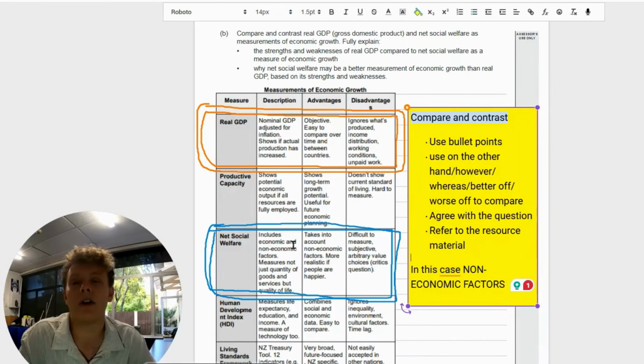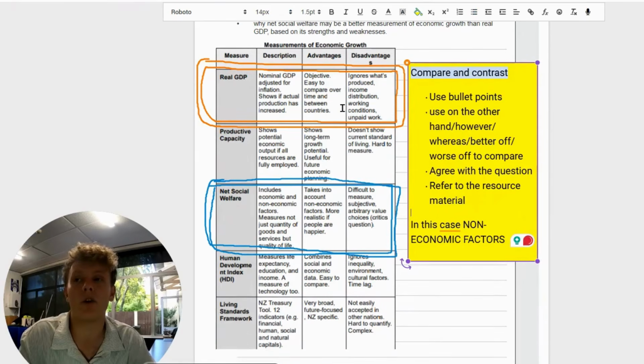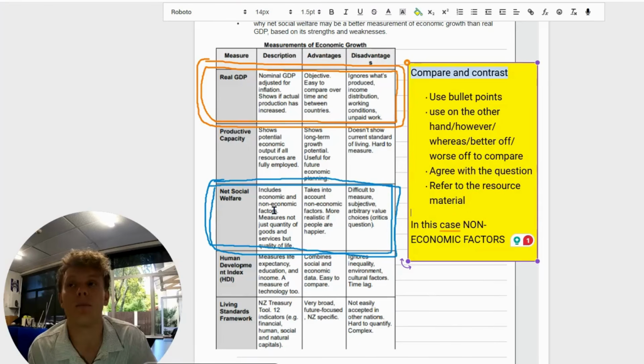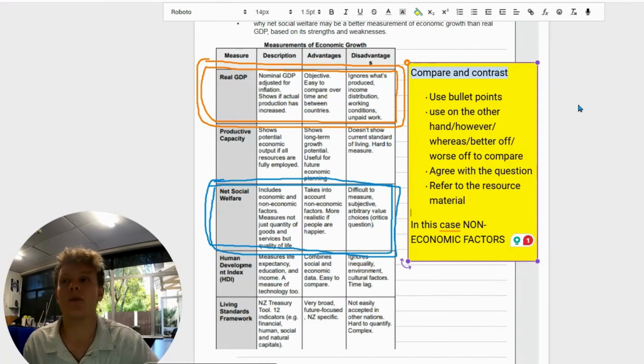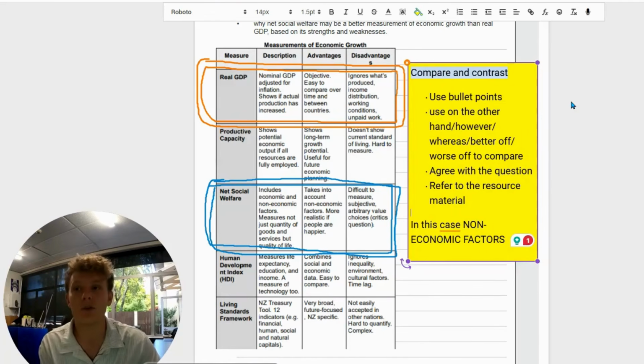So on the left-hand side here is the extract from my cheat sheet, which gives us some information about measures of economic growth. So we're comparing real GDP with net social welfare. The description of real GDP is nominal GDP adjusted for inflation, shows if actual production has increased. Advantages, which is what we can state as the strengths, is objective, easy to compare over time and between countries. Disadvantages, ignores what's produced. So, for example, a school and a prison are both worth the same.